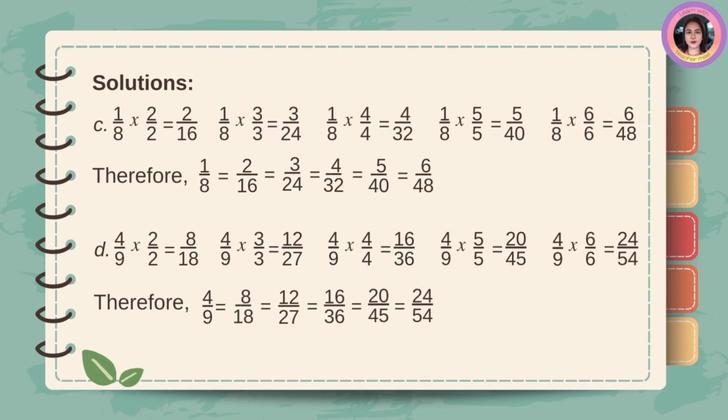8/18 is equal to 12/27. 12/27 is equal to 16/36. 16/36 is equal to 20/45. And 20/45 is equal to 24/54.